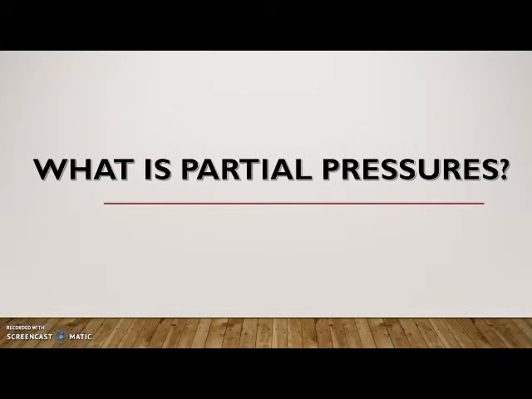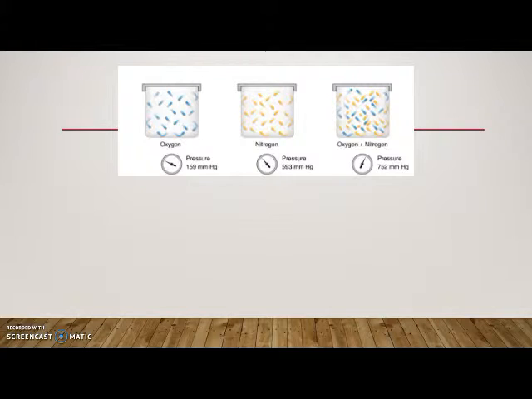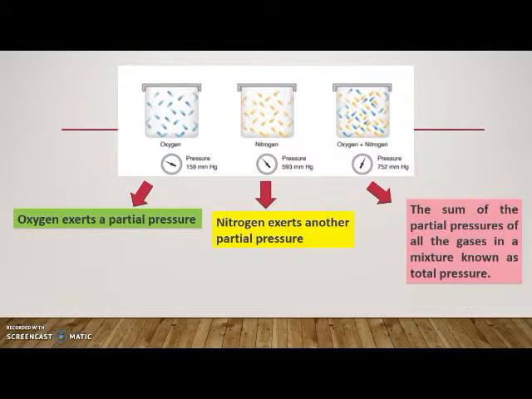is partial pressure. Partial pressure is the pressure of a single type of gas in a mixture of gases. It is also known as a force exerted by a gas. The figure shows the example on what partial pressure is. The oxygen exerts a partial pressure. The nitrogen exerts another partial pressure. And the total of the mixture between these two gases is known as total pressure.